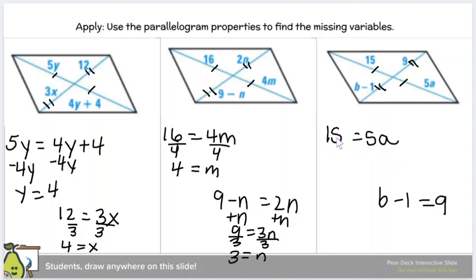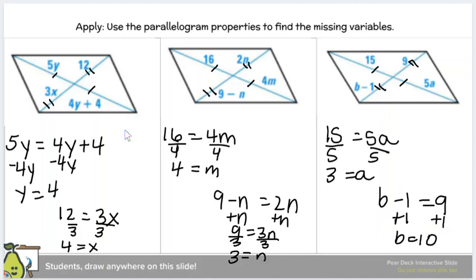Finally, we have 15 equals 5a because this set of diagonals and their segments should be congruent because they were bisected. We'll divide each side by 5, so 3 equals a. And then b minus 1 should equal 9 because those parts of the diagonals were bisected. We will add 1 to each side, so we're left with b equals 10.